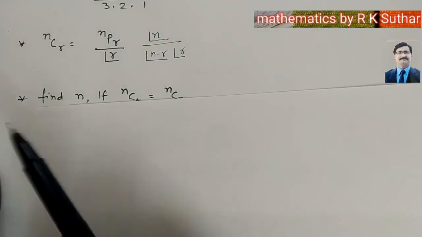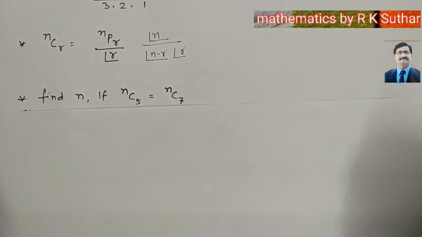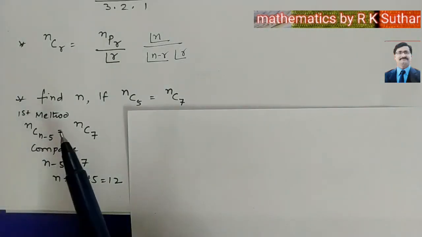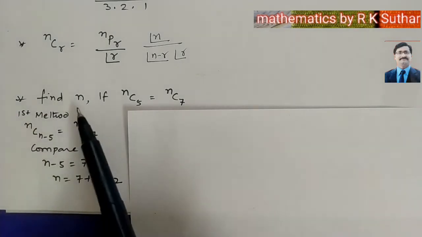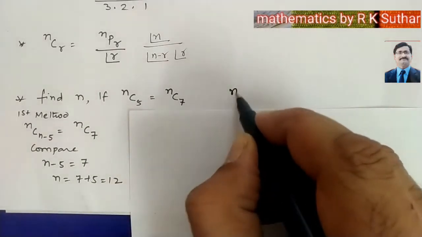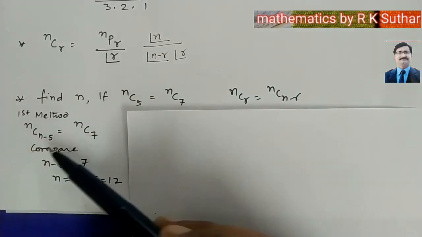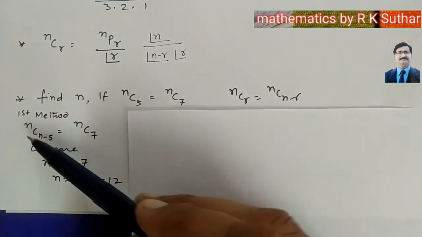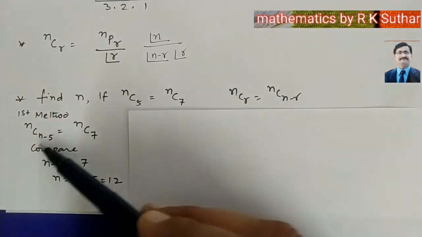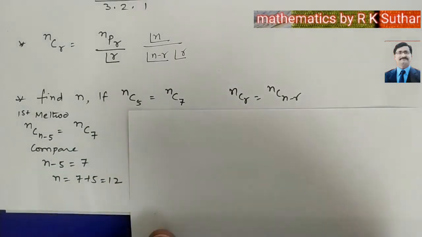Look here, one question is: find n if nC5 equals nC7. So look here how to find this n. The first method is: nCr we can write as nC(n minus r). By this formula we can write nC5 as nC(n minus 5), and nC7 as it is. Now we compare, so n minus 5 equals 7, which means n equals 12. This is a simple, direct method.